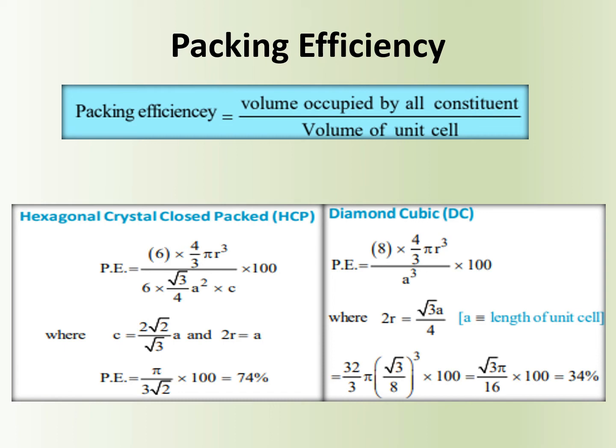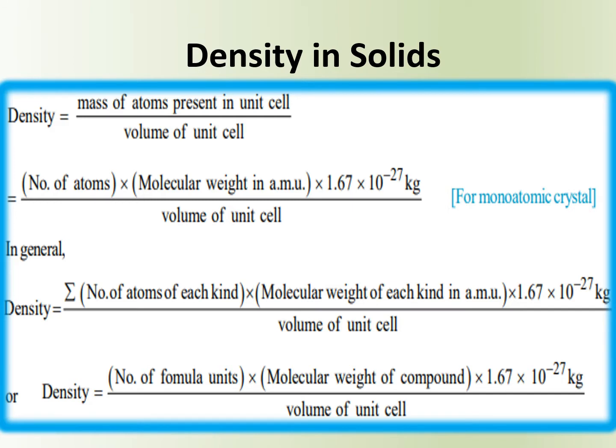Okay, the next one, density of solids. How to find out the density? Density is equal to mass by volume. Here we have to find the density of solids. So for solids, it is the mass of the atoms divided by the volume. Okay, the mass of the atoms present in the unit cell and the volume of the unit cell. So mass means number of atoms into the molecular weight in AMU, atomic mass unit. Atomic mass unit, we have to write it in kilograms. So 1.67 into 10 to the power of minus 27 kilogram divided by the volume of the unit cell. This is the formula. Okay, number of atoms, molecular weight, that is converted into kilograms and divided by volume.